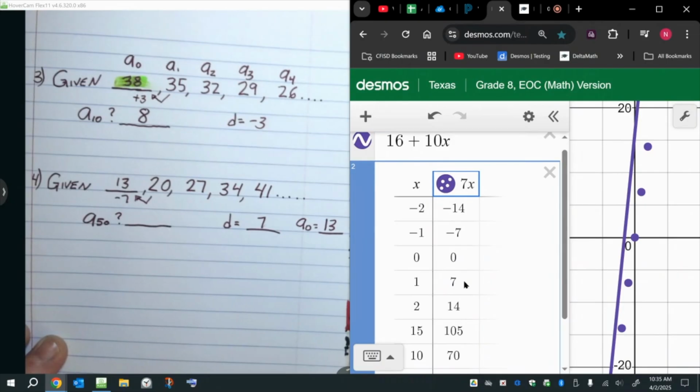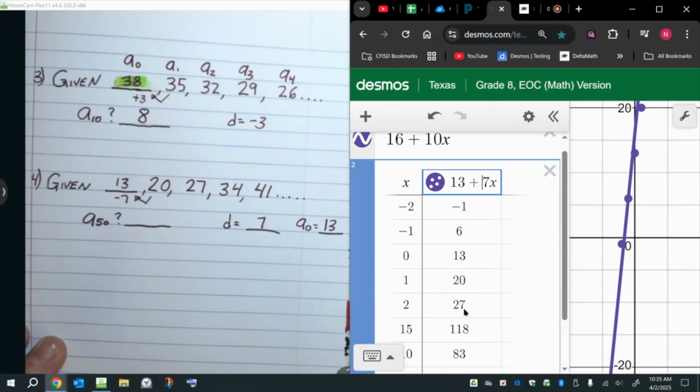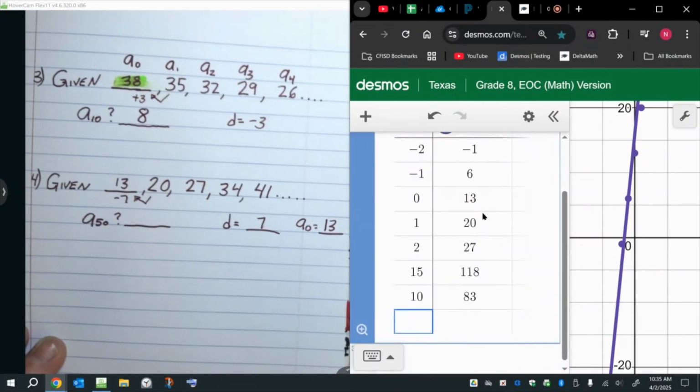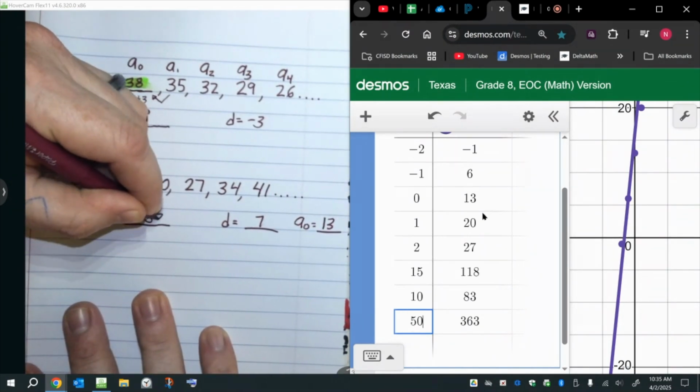This is making sense once I have my 13. And so here's my sequence. There's the 0th term, first, second, and so on. And if I want to know the 50th term, we just type that in, and that tells us 363.